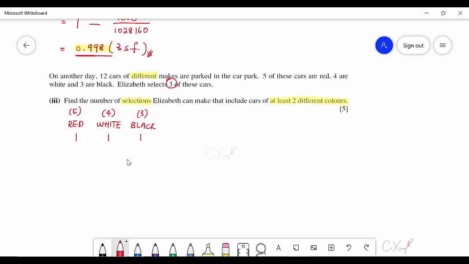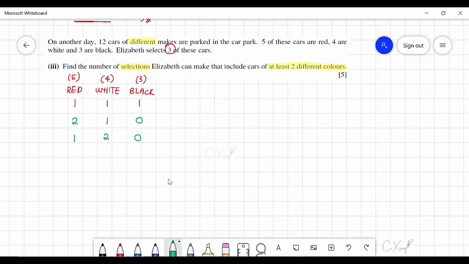How about case number 2? For case number 2, we can have 2 red cars, 1 white car, and no black car. The total selection of cars is also 3, since 2 plus 1 equals 3, and I have red and white, which means 2 different colors. I can also have another possible selection, which is 1 red car, 2 white cars, and 0 black cars. So I still keep black at 0. It can be 2-1-0 or 1-2-0. This is the possible case that I have.